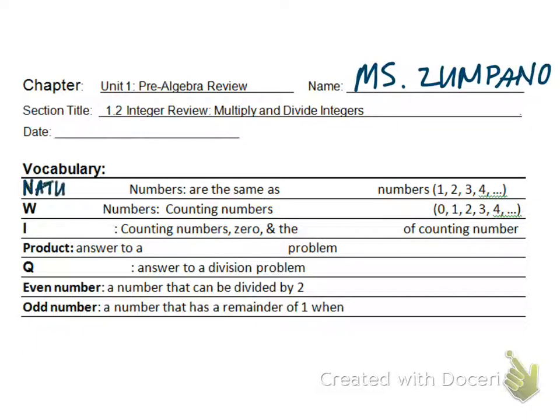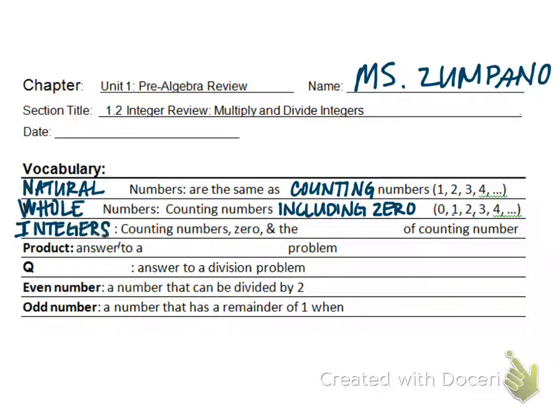The first vocabulary piece we have is natural numbers. They are the same as counting numbers, so 1, 2, 3, 4, and so on. From there, we're going to move into whole numbers. So whole numbers are counting numbers including 0. Just like counting numbers, the only difference is they have 0. The next group we're working with is called integers. So the integers are counting numbers including 0 and the negative of counting numbers.